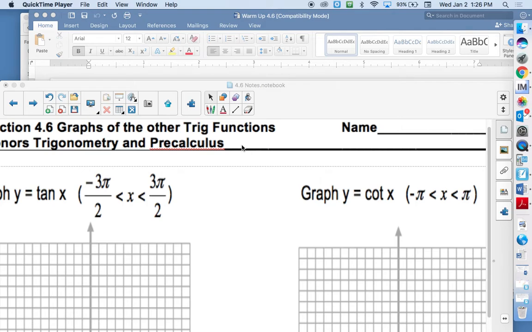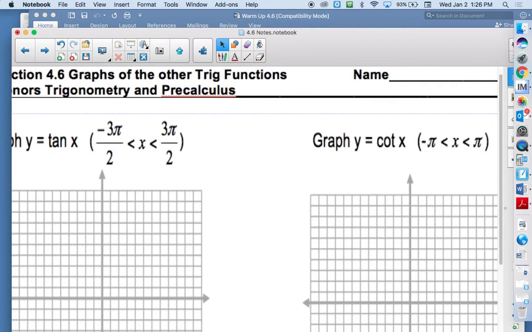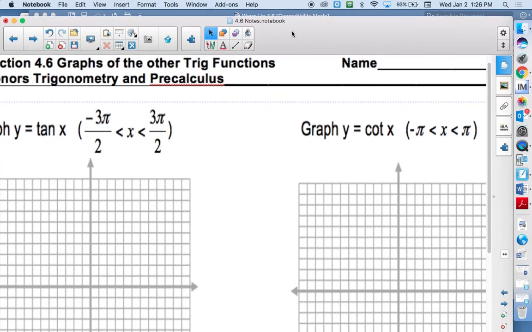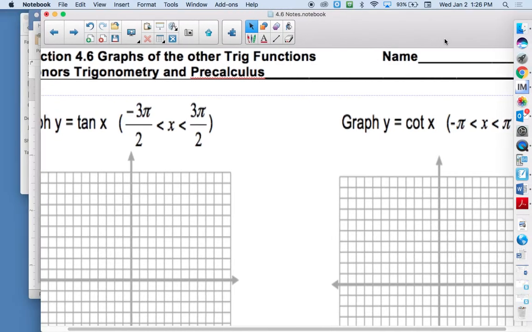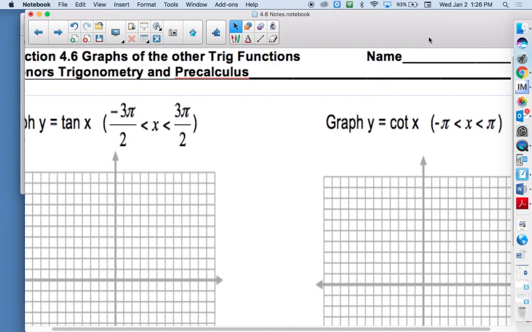Answer some of the questions that are down below on page 38. So on your page of graph paper that you have, when we graph tangent, we generally actually think about the asymptotes because the graph kind of is based around the asymptotes.